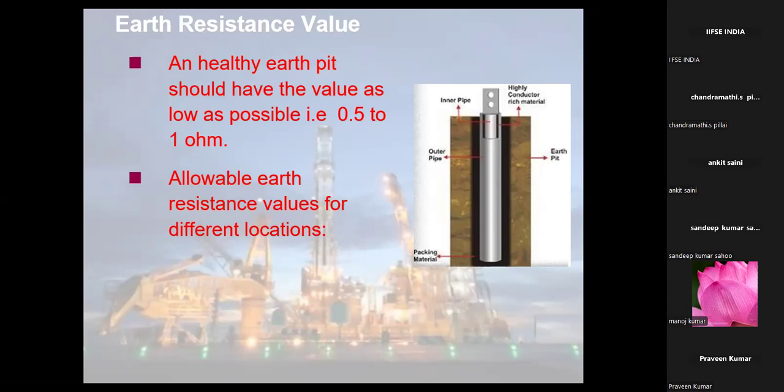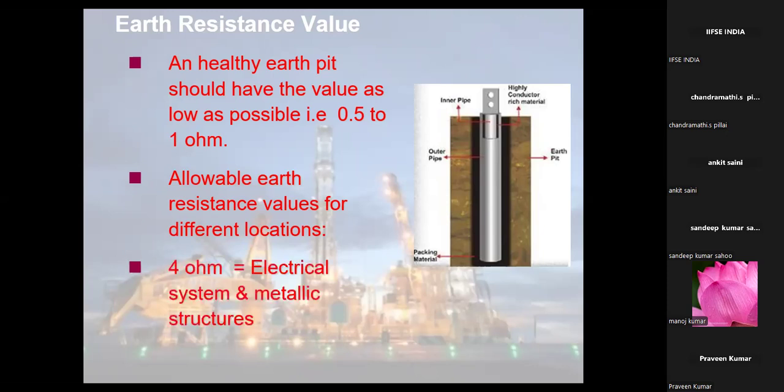Now, when you are speaking of hilly areas, the terrain geography between the land and the hill will definitely change. In wet areas, it will be different. In dry areas, it will be different. That is why it may be more than 1 ohm.